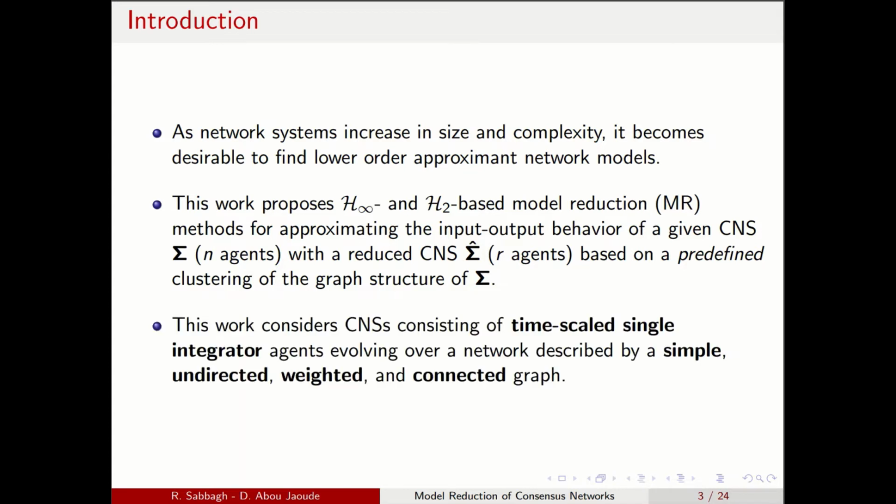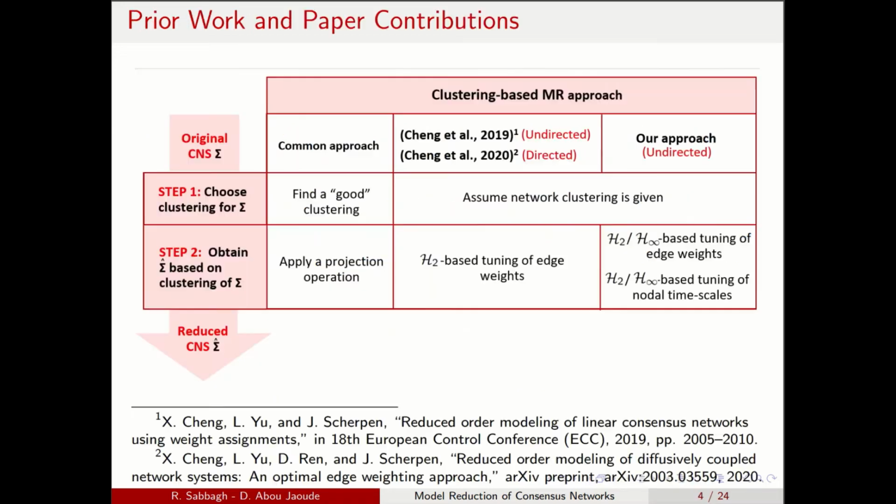So this work considers consensus network systems that consist of time-scaled single integrator agents evolving over simple, undirected, weighted, and connected graphs. So generally, the common approach in clustering-based model reduction techniques consists of finding a good clustering for the network system as a first step, followed by the application of the clustering-based projection to obtain the reduced network system as a second step. And so Cheng et al.'s work and our present work build on step 2 by parameterizing the reduced network system and tuning those parameters for improved results.